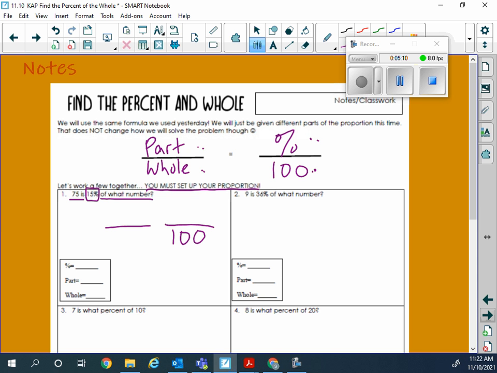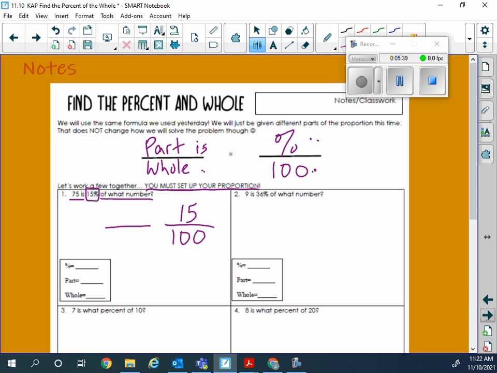Which one is the easiest to fill out? The percent, of course, because 15% is going to go here. Okay? So now you have to figure out, well, what's the part and what's the whole? Again, with no context, it becomes a little bit more difficult. So I think we talked about some words yesterday that might help you. Do you remember? What words? Of is one of them, and what else? And is, right? Which one is the is?